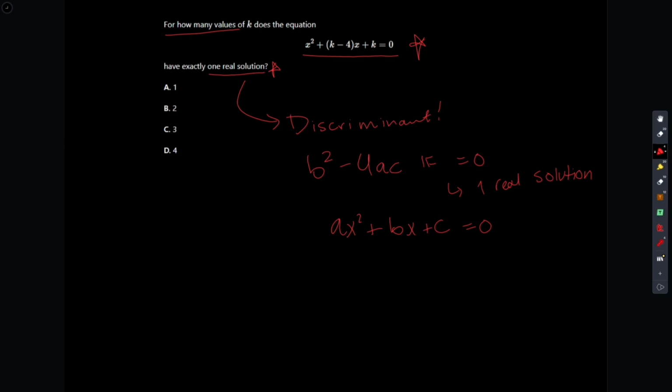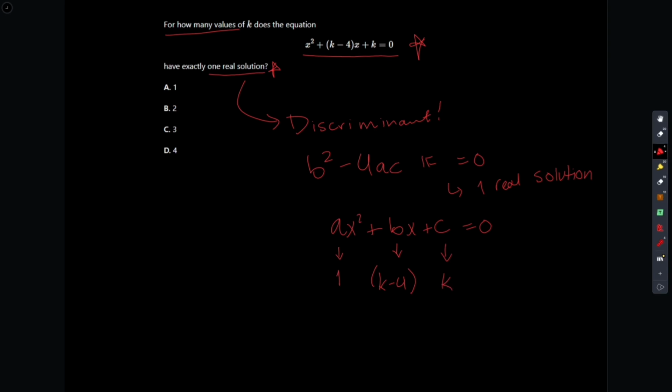So if we just look at the equation that we're given here, it's pretty obvious to see that our a is equal to 1, right? Because x squared has no coefficient, which means that there's just an implicit 1 there, of course. And then our b here is going to be k minus 4, and our c is going to be k.